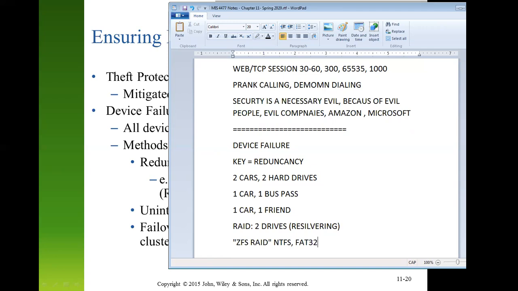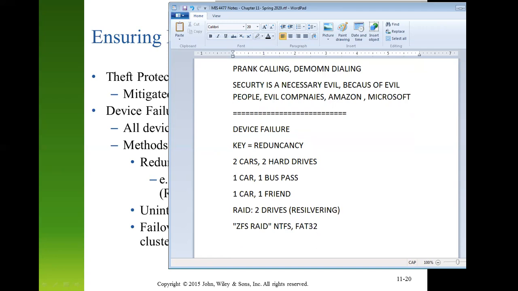ZFS knows how to put data onto 2 hard drives or 5 hard drives or 10 hard drives that represent 1 volume of information. ZFS is the best way to do it right now. We used to use hardware RAID, but we don't use hardware RAID anymore. The bad thing with hardware RAID is if the hardware RAID controller fails, or if the motherboard failed and you need to take those drives out and put them into another machine, you may not be able to read the RAID array.